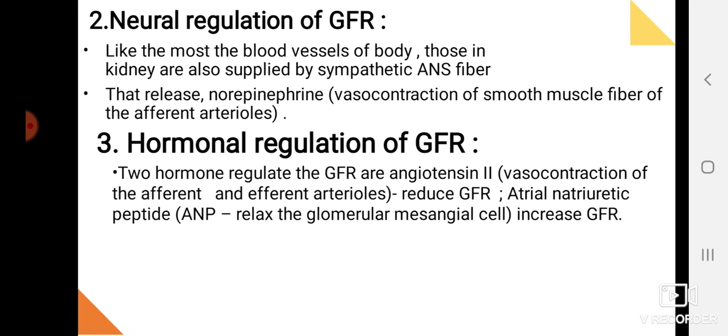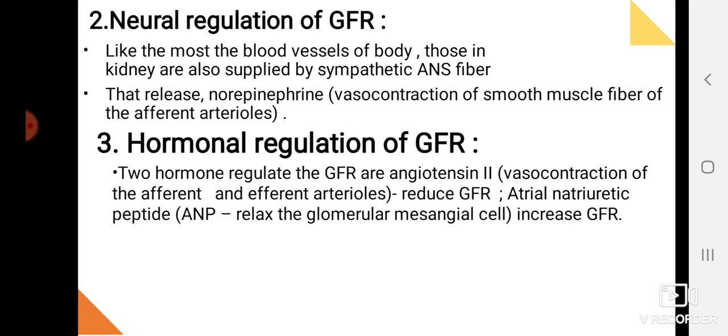So next is the hormonal regulation of glomerular filtration rate. In this, they are regulated by two hormones. One is angiotensin 2 and the other one is atrial natriuretic peptide, ANP. Angiotensin 2 causes vasoconstriction of the afferent and efferent arterioles. They reduce the glomerular filtration rate.